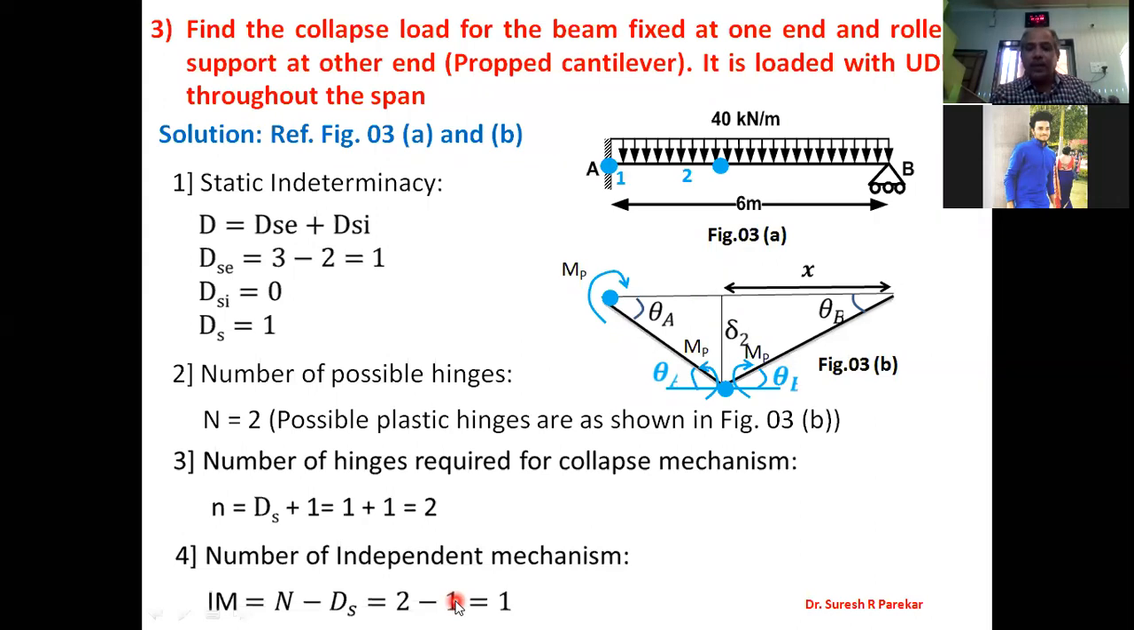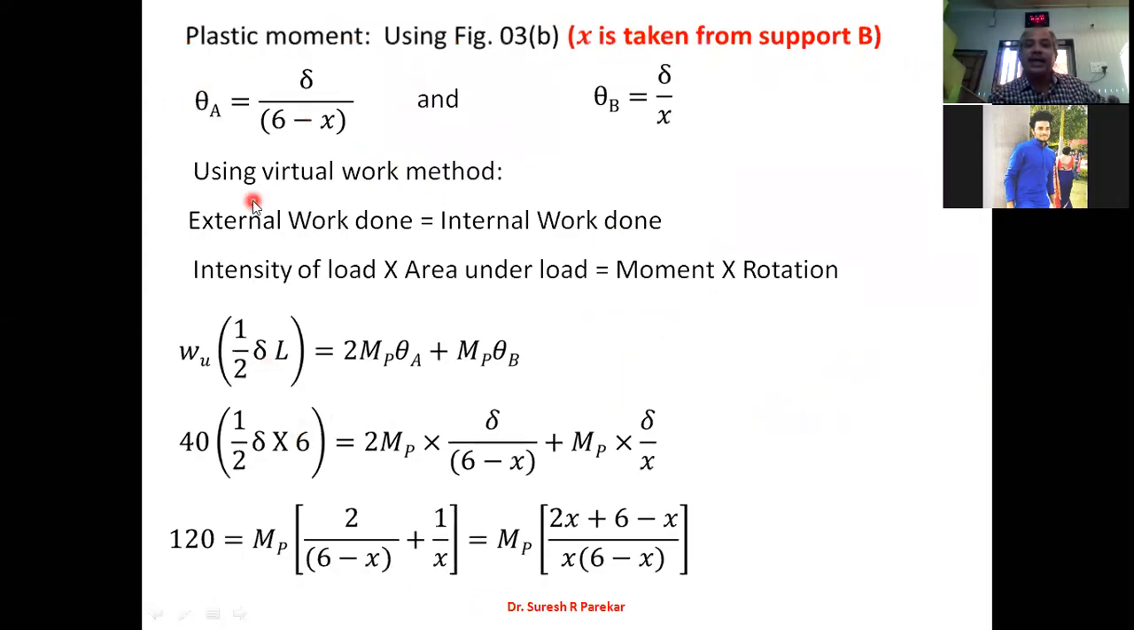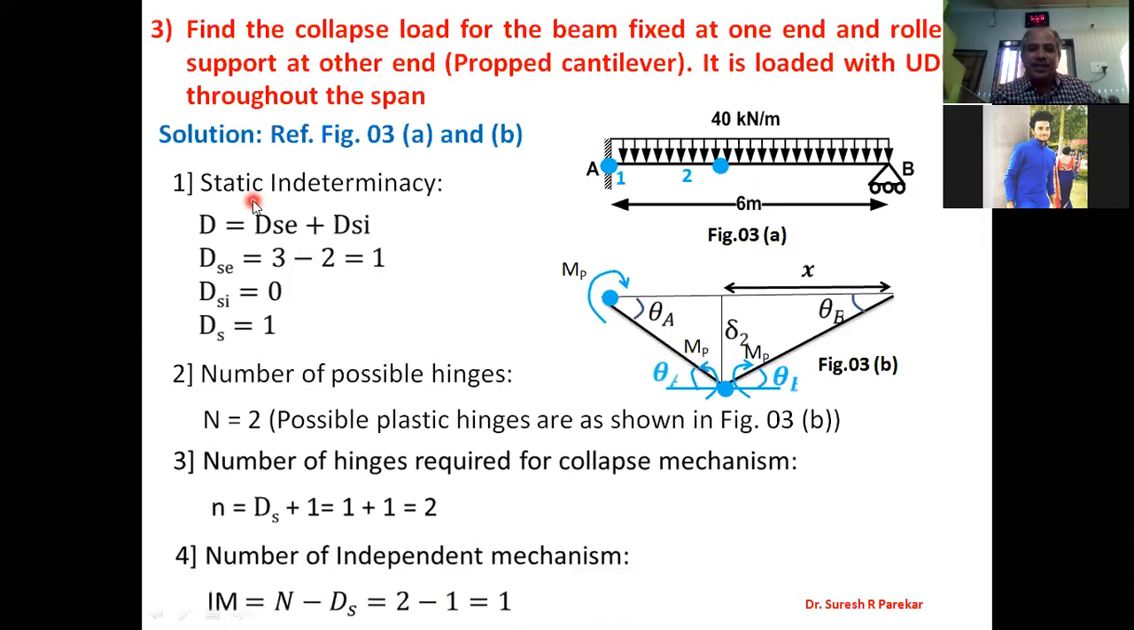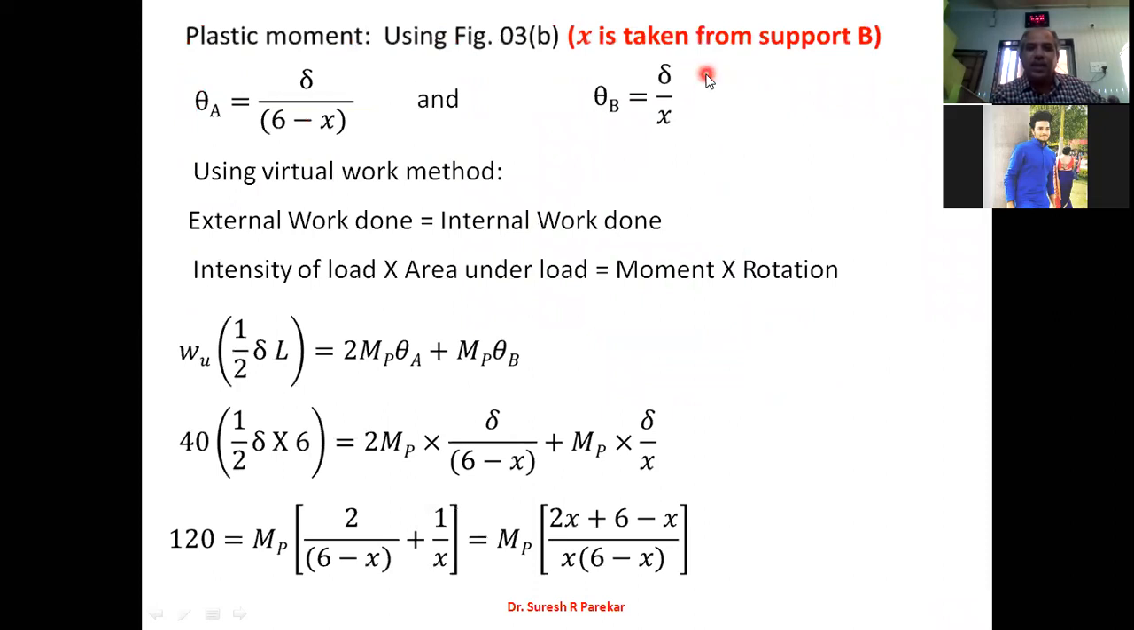Now if we go below, then you have theta A equals delta upon 6 minus x. Here you can see theta A, x, and this is 6 minus x. So theta A is delta upon 6 minus x, and theta B is delta upon x. So we have theta A, we have theta B.